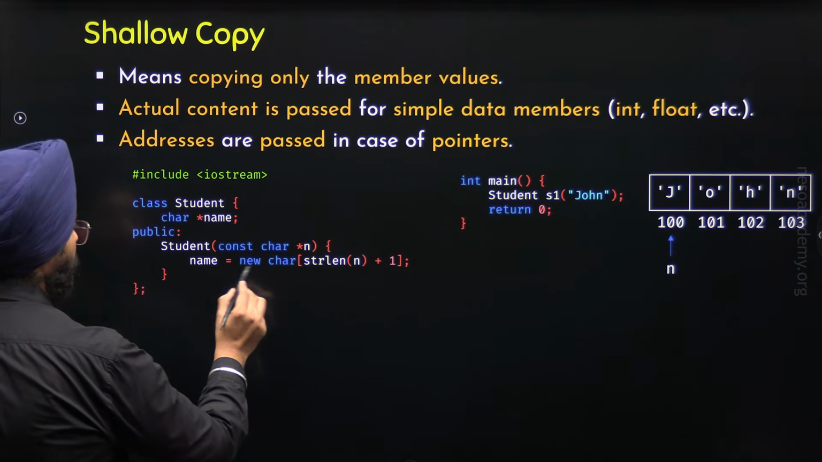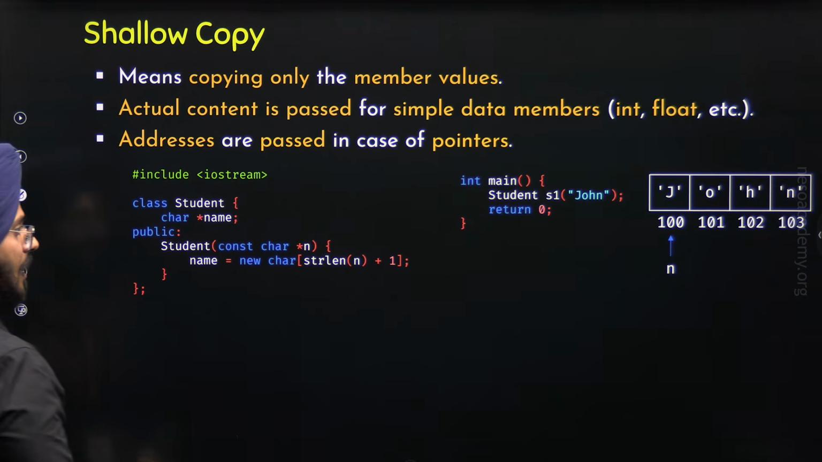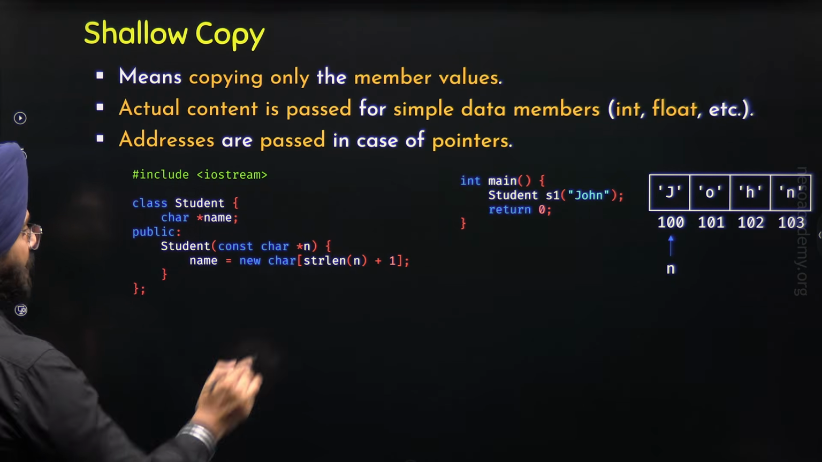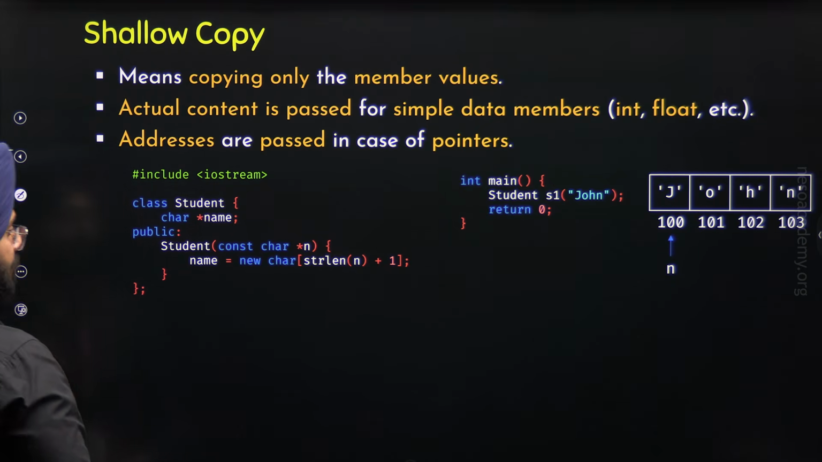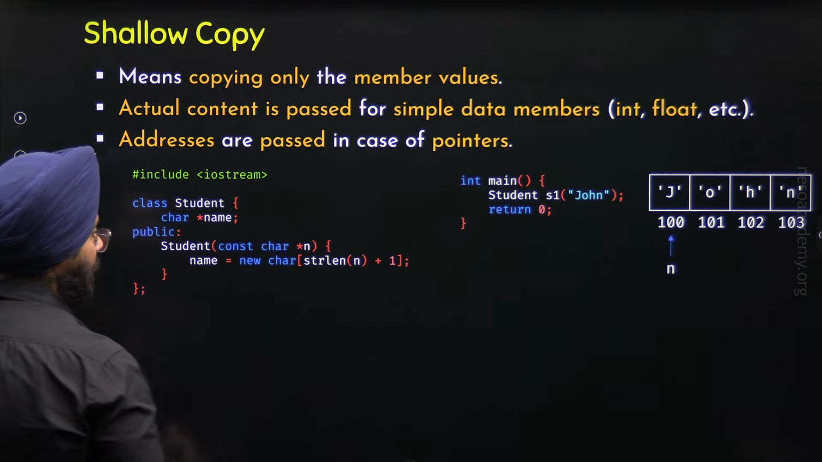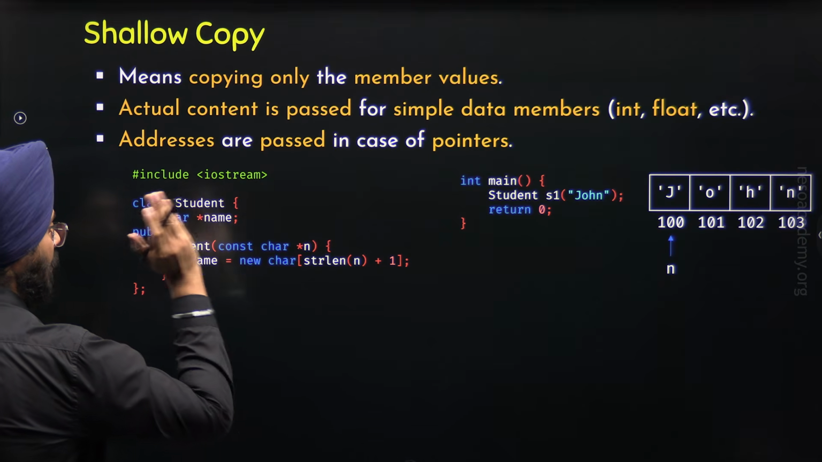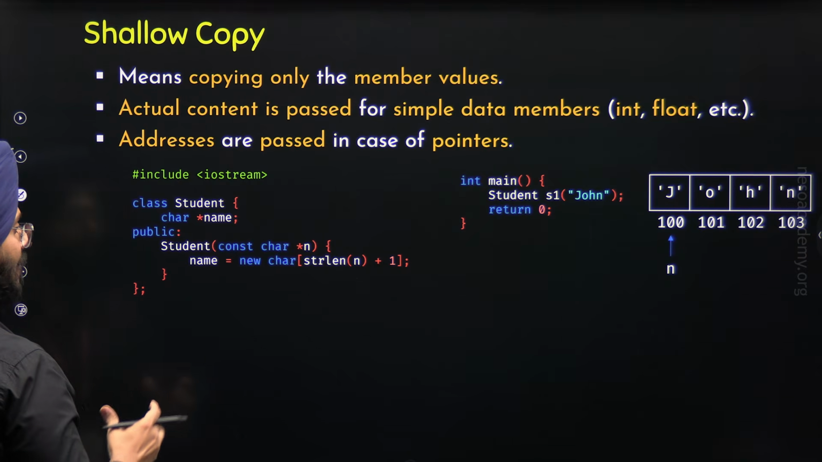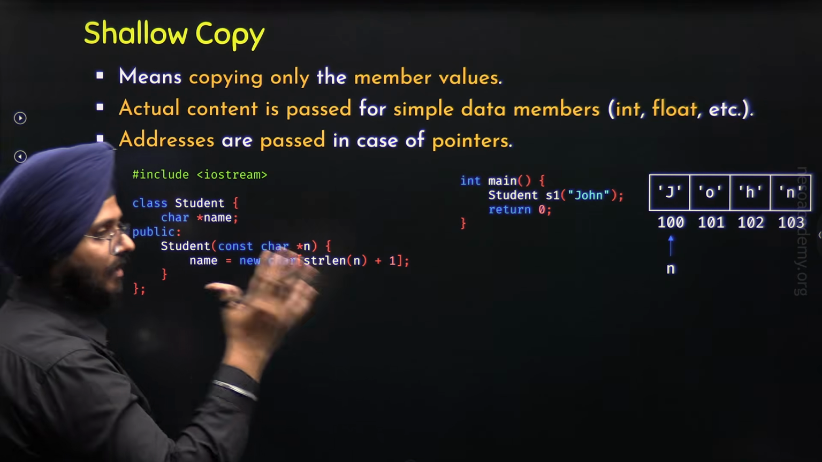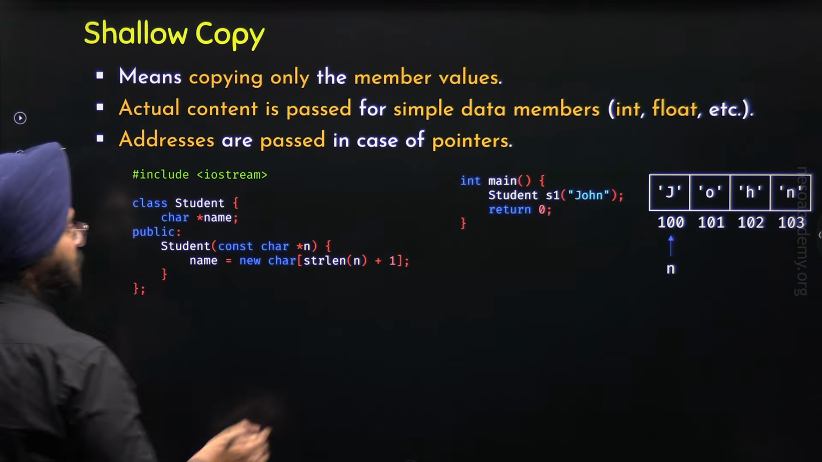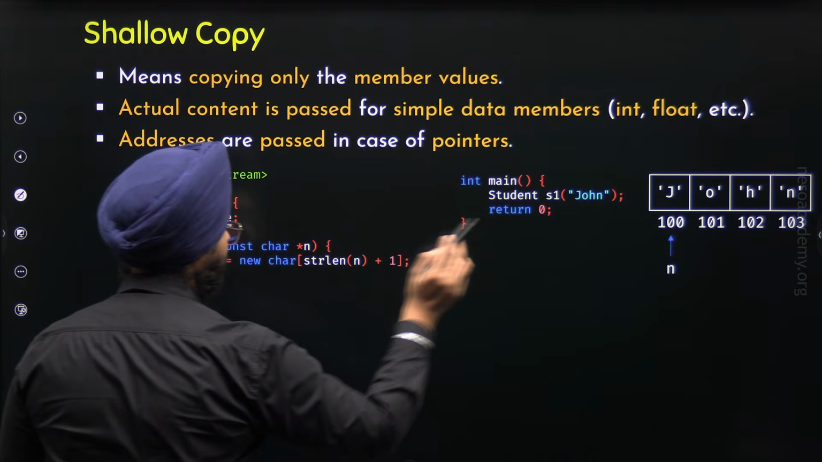I'm using the new operator to create a dynamic array in the heap memory. Here I'm creating a character array of a specific size. Size is specified within brackets. Here I have provided this function strlen. This is short for string length. As the name suggests, with the help of this function, we can find the length of the string. We need to pass the string to the function. Here I have passed the string with the help of the pointer n.